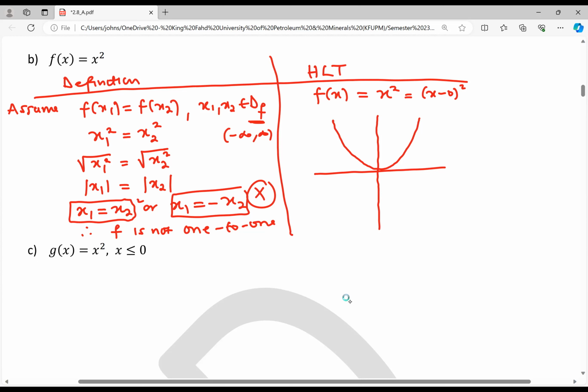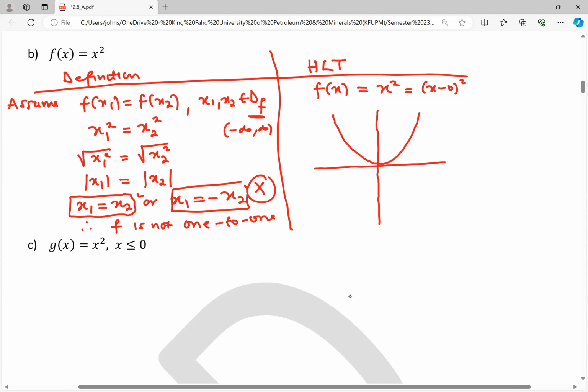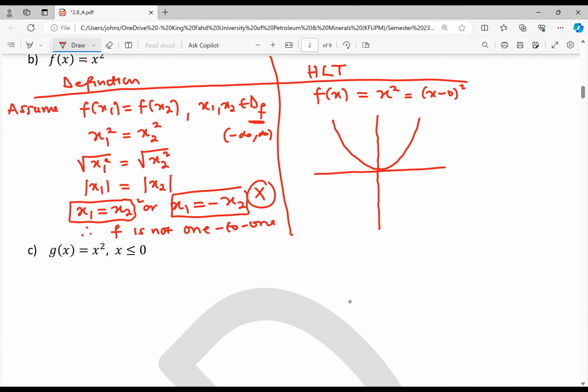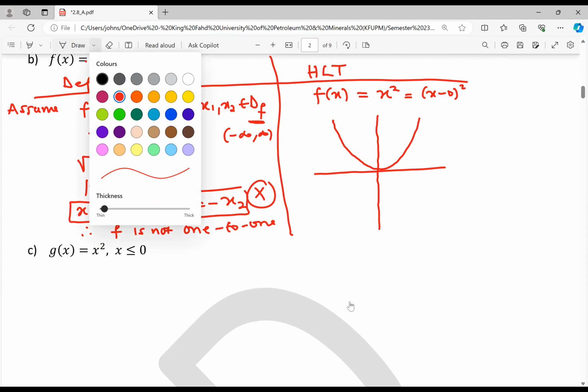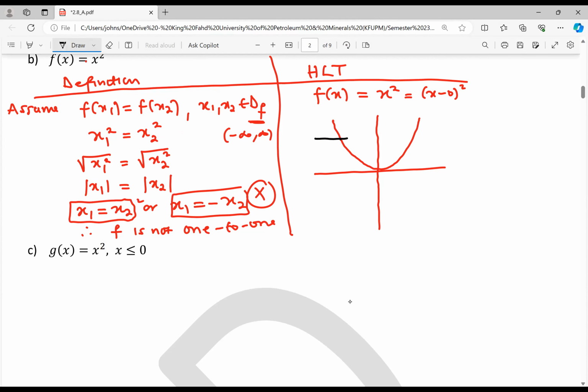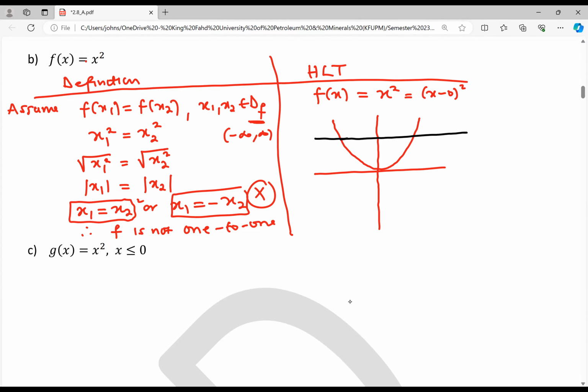And if we try to do the horizontal line now, if you have a horizontal line, clearly it's going to intersect more than one point. So since it's intersecting more than one point, we know it's not going to be one-to-one. For example, only one is even enough for us to see, and you see that we have the horizontal line intersecting the curve twice. So f of x equals x squared is not one-to-one.